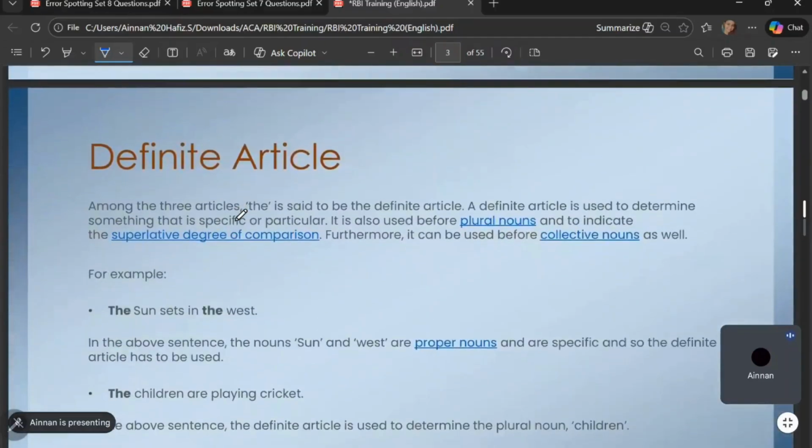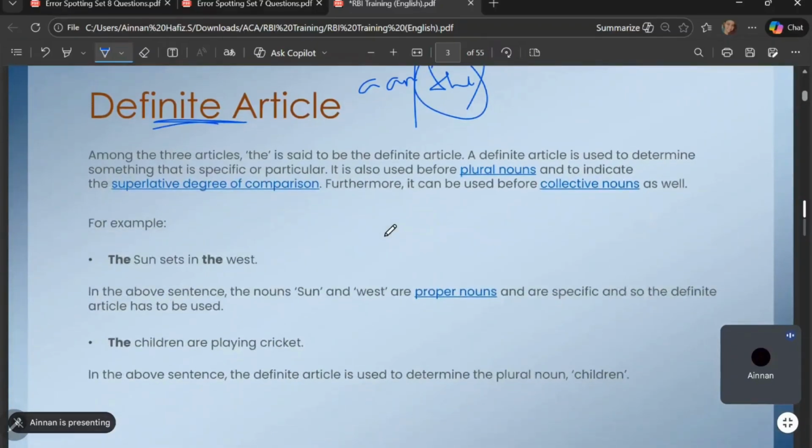Okay. First, coming to definite, we know that a, an, and the are the universal forms of articles, and they are divided into two groups. The first group is called the definite article group. Now, when I say definite article, this the is used in places where we are being very specific or particular. The heading itself says definite. So it means we use it when we are trying to figure out something, or when we're trying to specify something that's particular. We use the when we want to address plural nouns and superlative form of comparison.